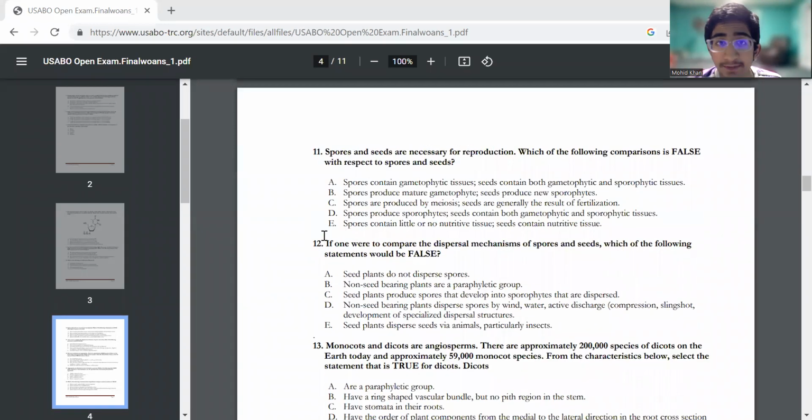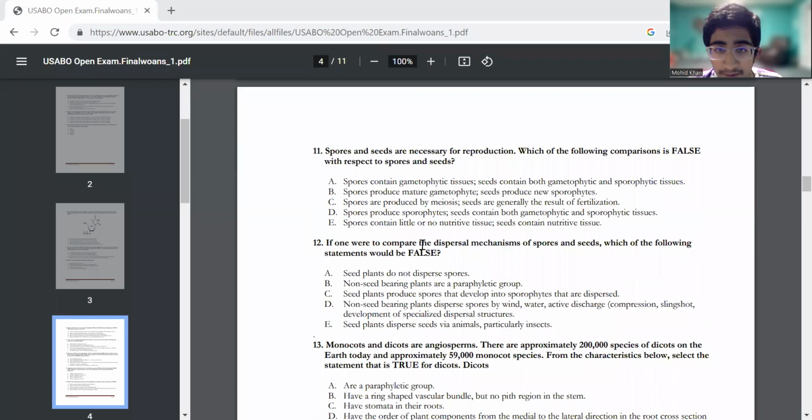And this seems to be pretty similar. If one were to compare the dispersal mechanisms of spores and seeds, which of the following statements would be false? Seed plants do not disperse spores. Well, that's clearly correct. Yeah, that is definitely correct. Non-seed bearing plants are a paraphyletic group. Now, I don't remember my evolution so I'm just going to put a question mark next to this one. But I do think that this is correct.